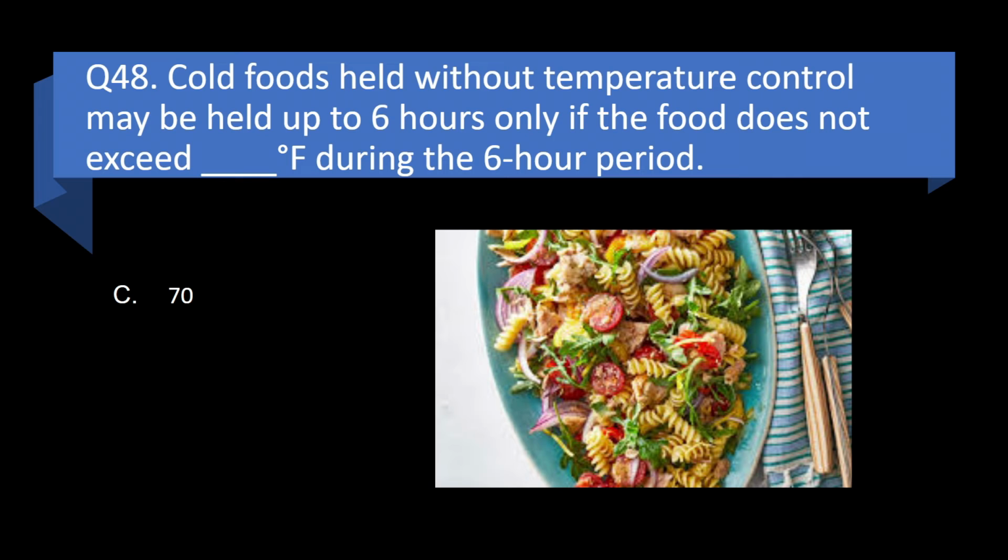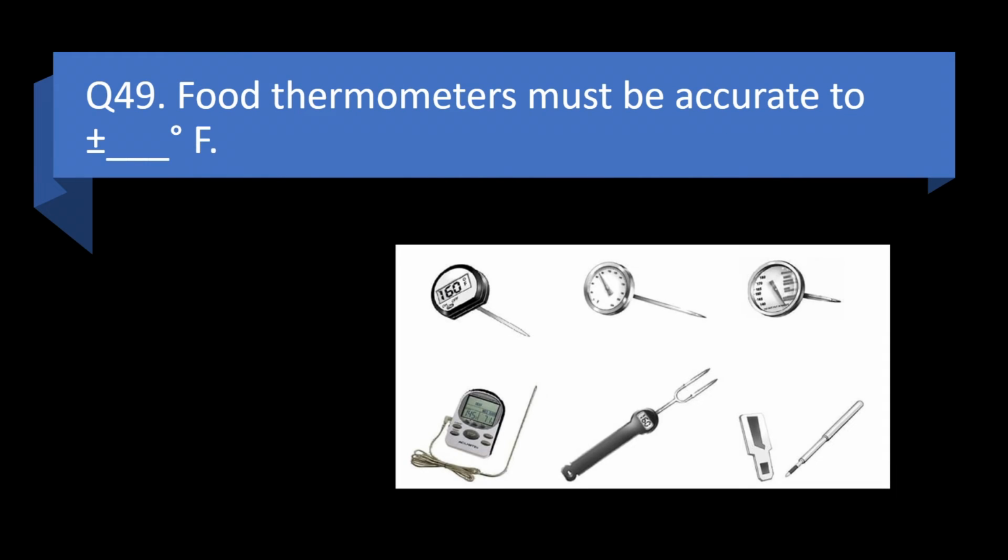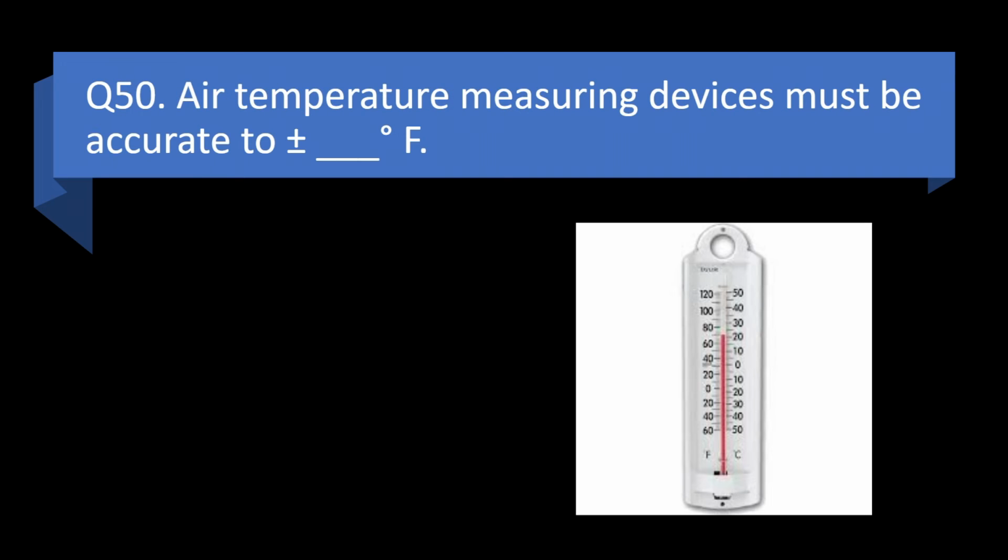C. 70. Question 49. Food thermometers must be accurate to plus or minus blank degrees Fahrenheit. 2, 4, 6, or 8. A. 2. Question 50. Air temperature measuring devices must be accurate to plus or minus blank degrees Fahrenheit. 2, 3, 4, or 6. B. 3.